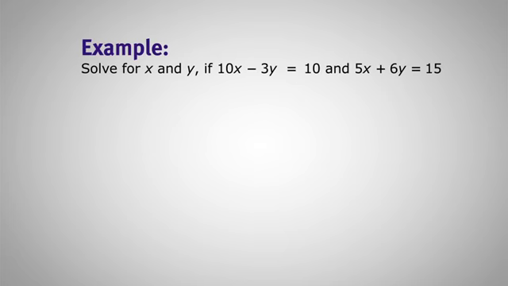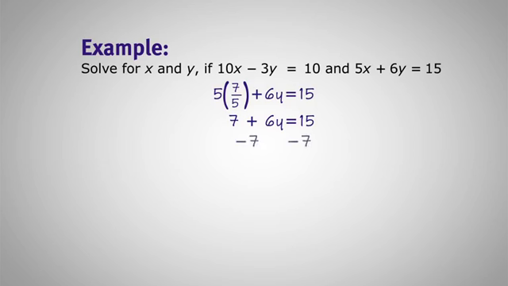Let's plug it into the second equation. Substituting x is equal to 7 over 5 gives us 5 times 7 over 5 plus 6y equals 15. When we multiply that through, we get 7 plus 6y equals 15. Subtracting 7 from both sides of the equation gives us 6y equals 8. And then divide both sides by 6 to get y is equal to 8 over 6, or 4 over 3.